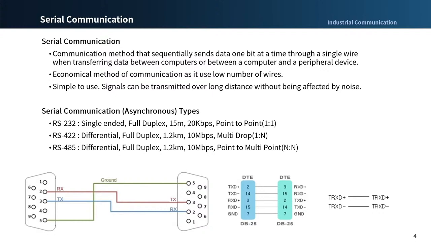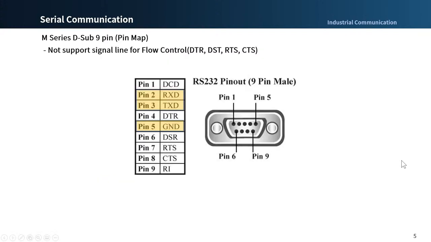Types of serial communication are RS-232, RS-422, and RS-485. They have different characteristics, so when using this communication, you need to understand its characteristics well. For the M series or H series, we provide support for RS-232. However, please note that signals for flow control are not supported, physically or in software. In addition, all series have a USB port, so if you use a USB to serial converter, you can also use RS-422 or RS-485.